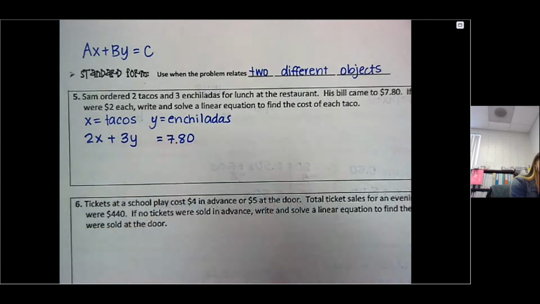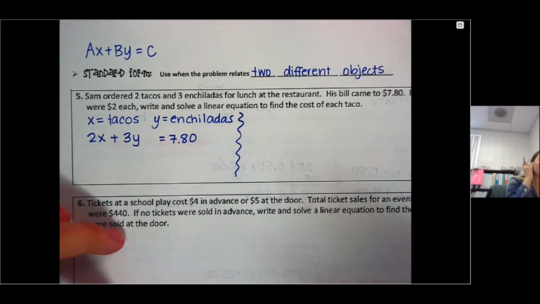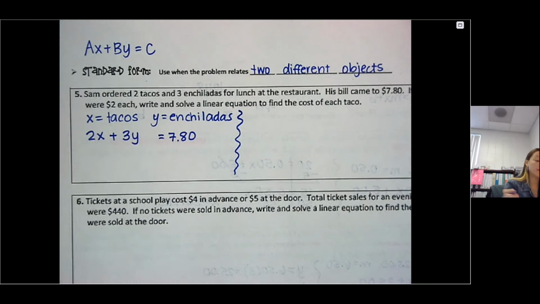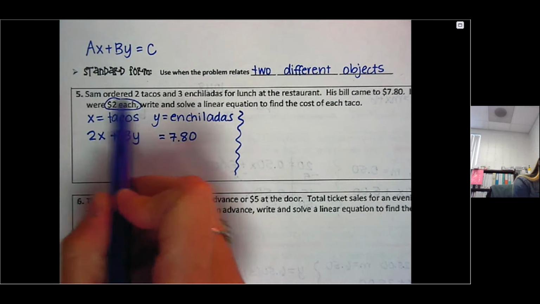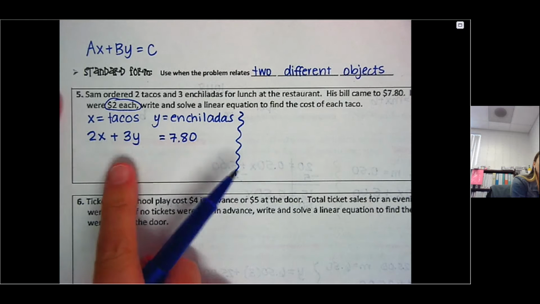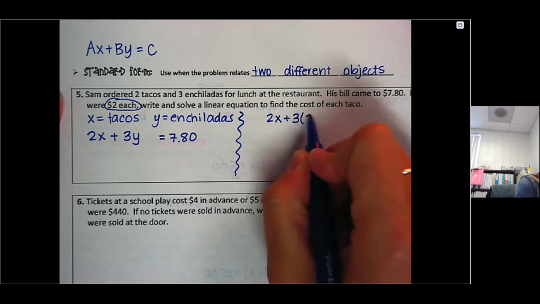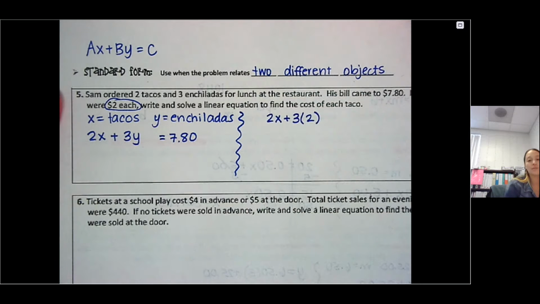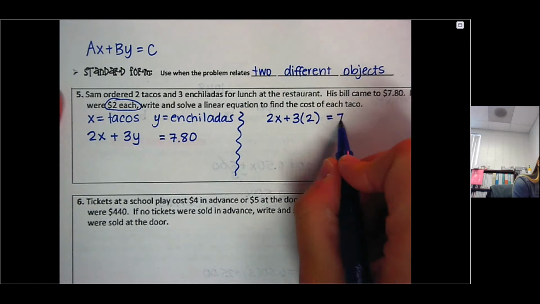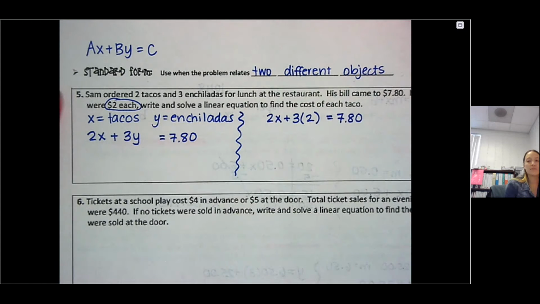That's the equation. But you know what other piece of information? The enchiladas were $2 each. So I'm going to plug that into this equation right here. Am I plugging that in for the x or for the y? For the y. So I'm going to put 2x plus 3 times, I'm plugging in a 2, equals 7.80. You were right. Now I understand what you were trying to say. My fault. I did not understand what you were saying.